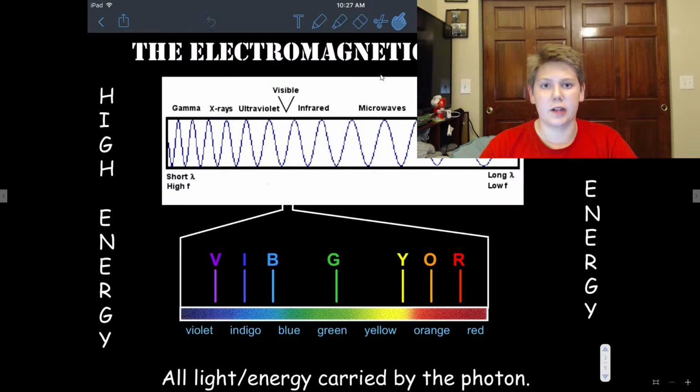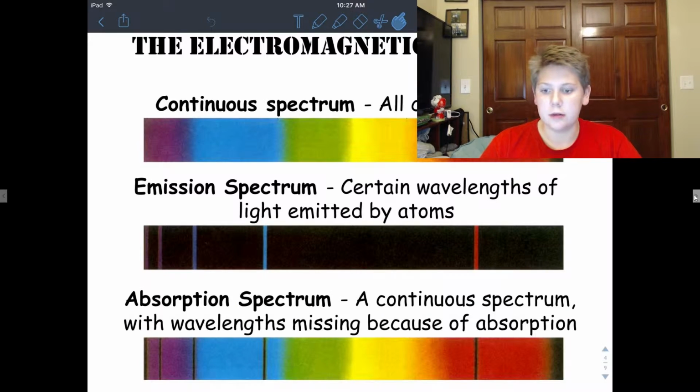That's the electromagnetic spectrum. So, as we classify the electromagnetic spectrum, we have a few terms. We've got the continuous spectrum, which has all colors of light. We have the emission spectrum, with certain wavelengths of light emitted by atoms. And we have the absorption spectrum, which is a continuous spectrum with wavelengths missing because of absorption.